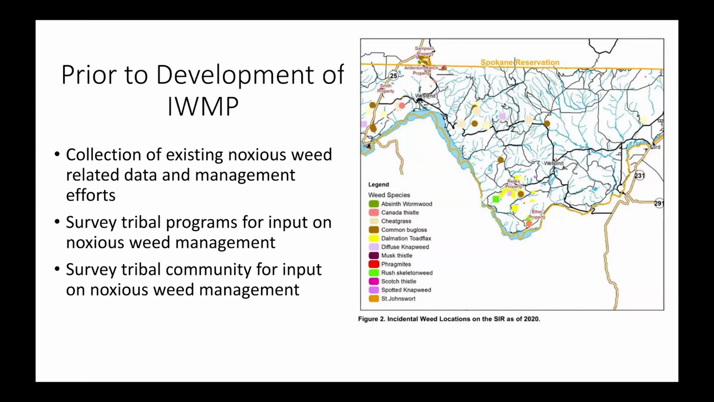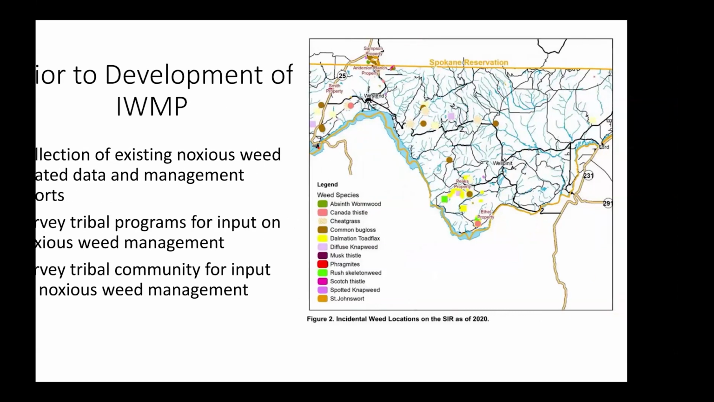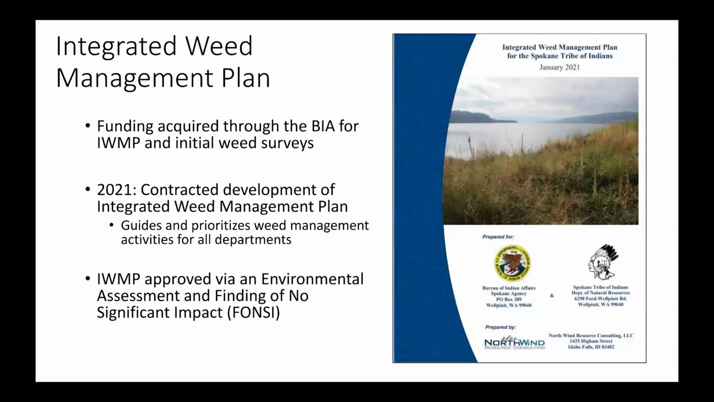Rightfully so, a lot of folks are wary of herbicide use, and without a noxious weed plan out there, we tend to just rely on herbicides when there's definitely other management methodologies instead of herbicides. So that started the process, and we now have an integrated weed management plan. The funding for the plan was acquired through the BIA, and that also funded our initial reservation-wide noxious weed surveys. That all started in 2021.